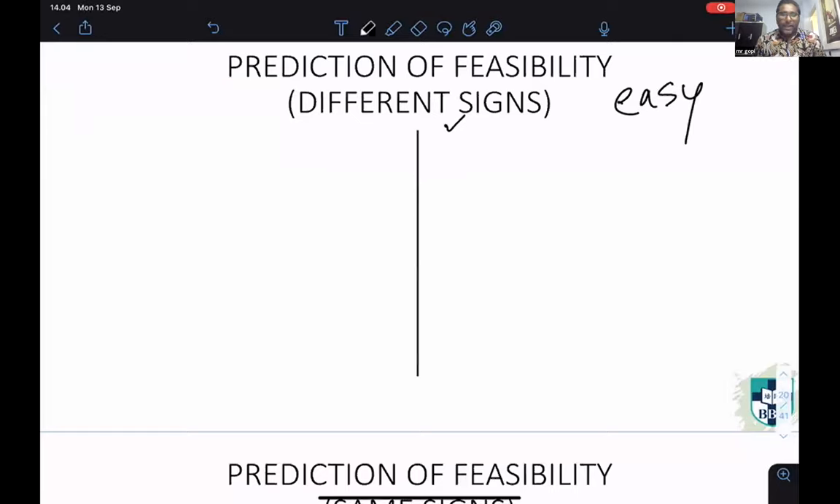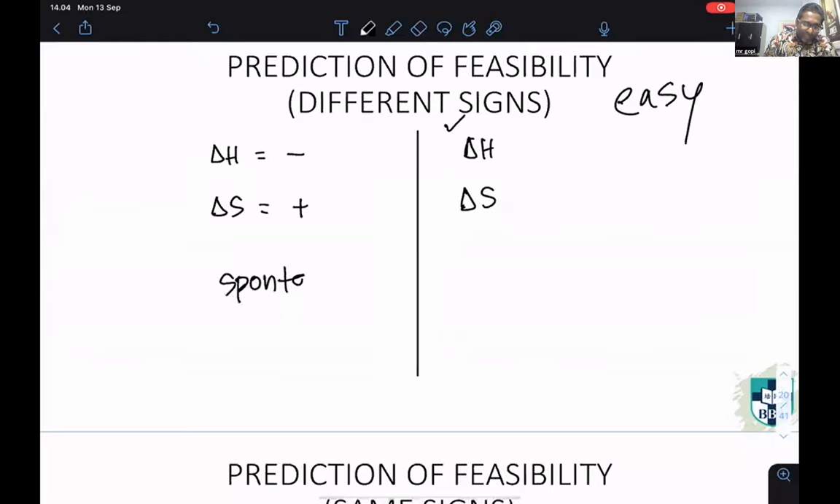So when I divide, I will say my delta H and my delta S. If your delta H is negative, delta S is going to be positive. You can see, different signs. Because just now I showed you using the formula, this is going to be spontaneous at any temperature. Different signs, spontaneous. How to memorize? You see, exothermic, entropy is greater.